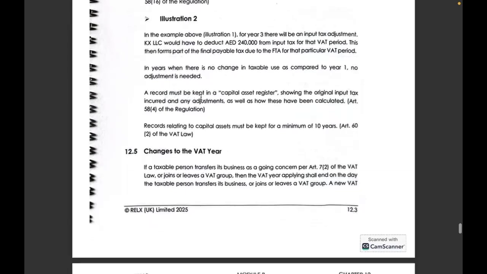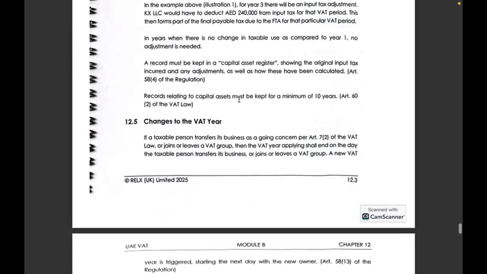A record must be kept in a capital asset register showing the original input tax incurred and any adjustment, as well as how these have been calculated. That this record needs to be kept in the capital asset register. Records relating to capital assets must be kept for a minimum of 10 years. Article 60 of the VAT Decree Law, not the executive regulation, but the decree law.